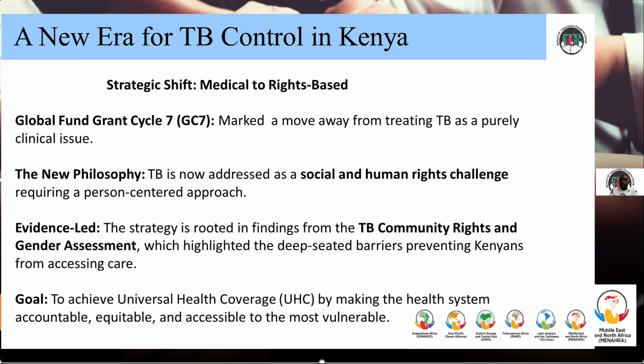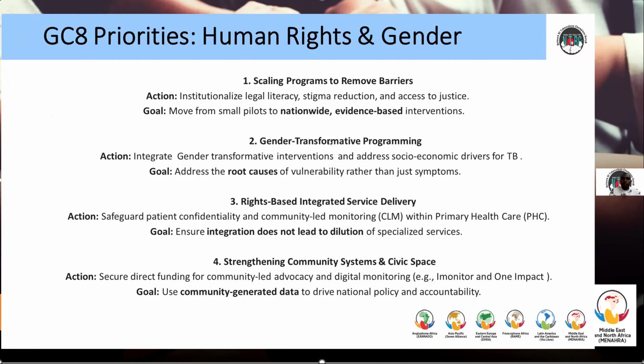As a wind-up, what are our key asks for GC8 when it comes to human rights and gender? Number one, we need to scale up programs to remove barriers, and the actions there are very critical. We need to institutionalize legal literacy, stigma reduction, and access to justice. Because if people are not able to access justice, then justice delayed is sometimes justice denied. We need to move from small pilots to nationwide evidence-based interventions when it comes to removing barriers.